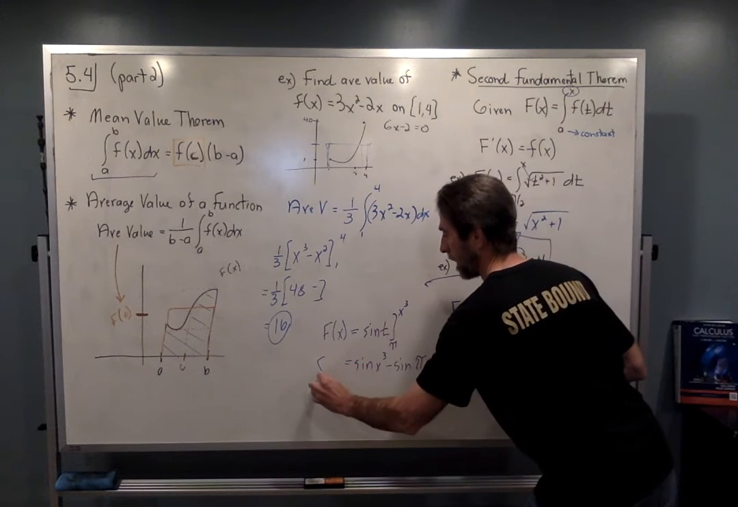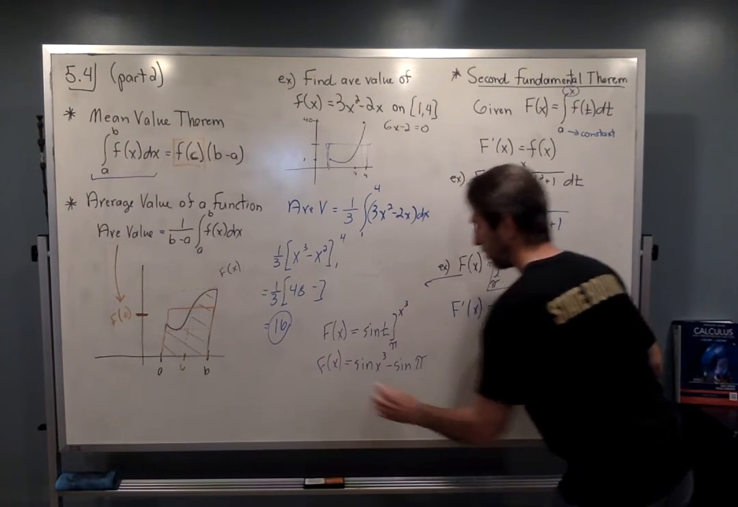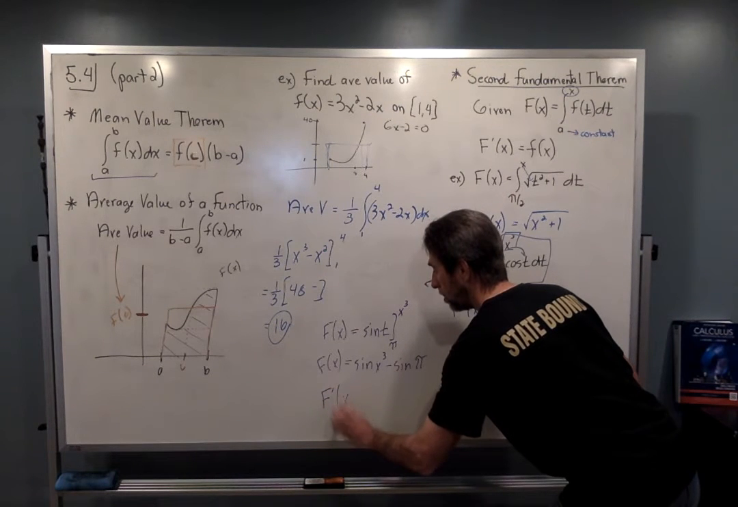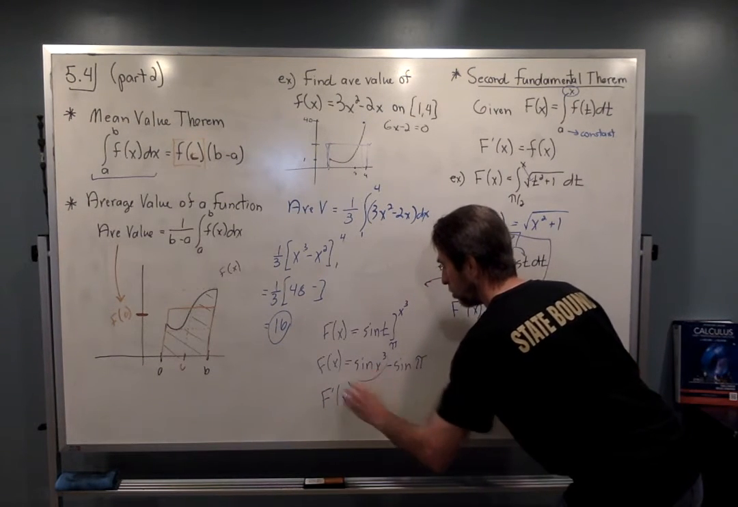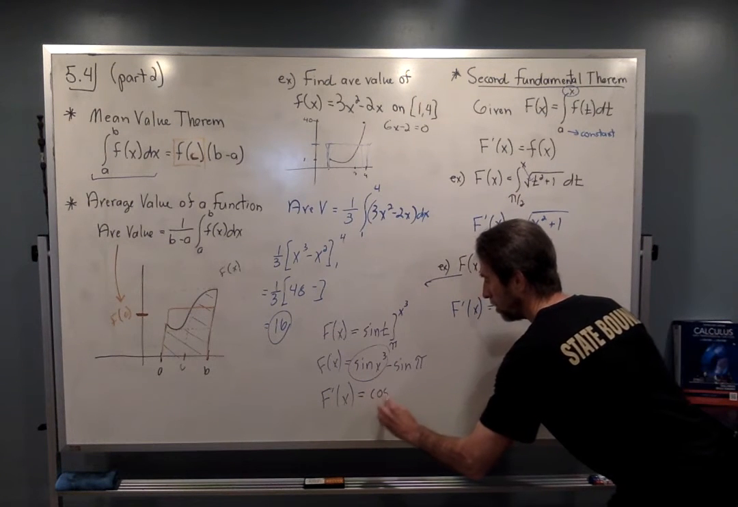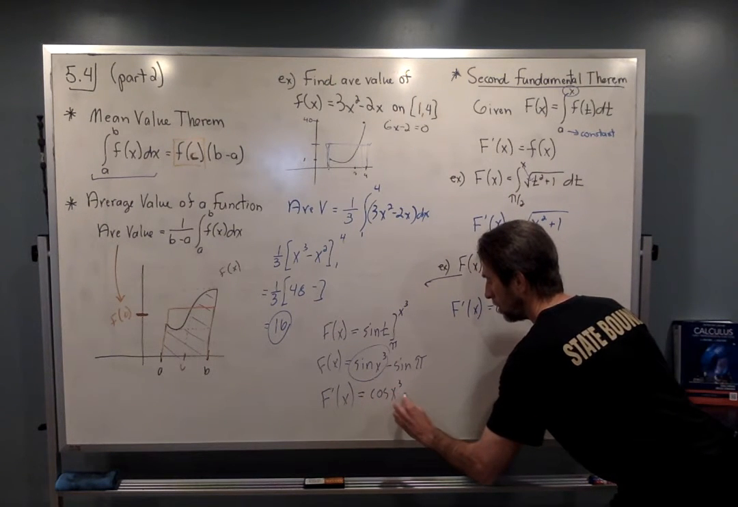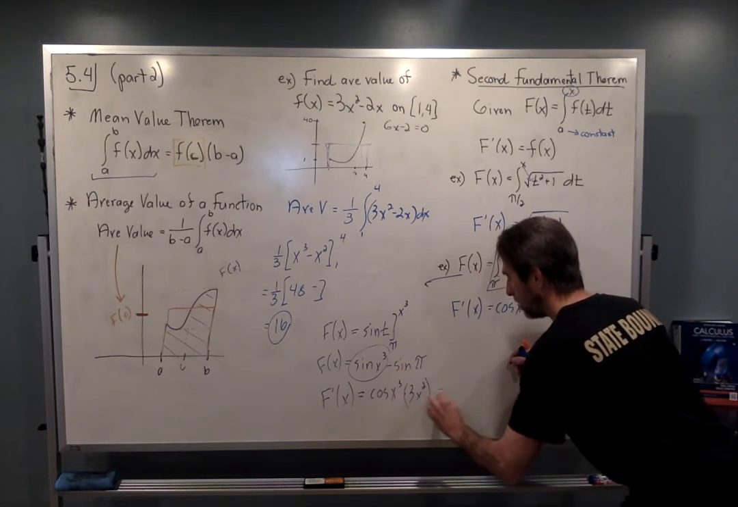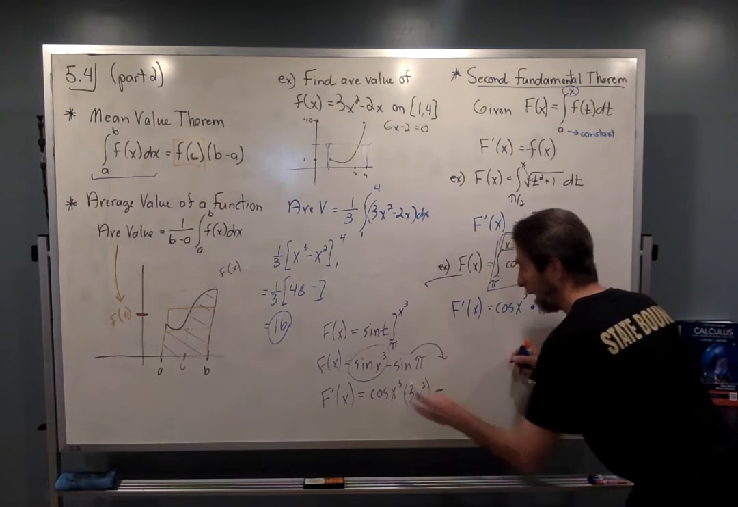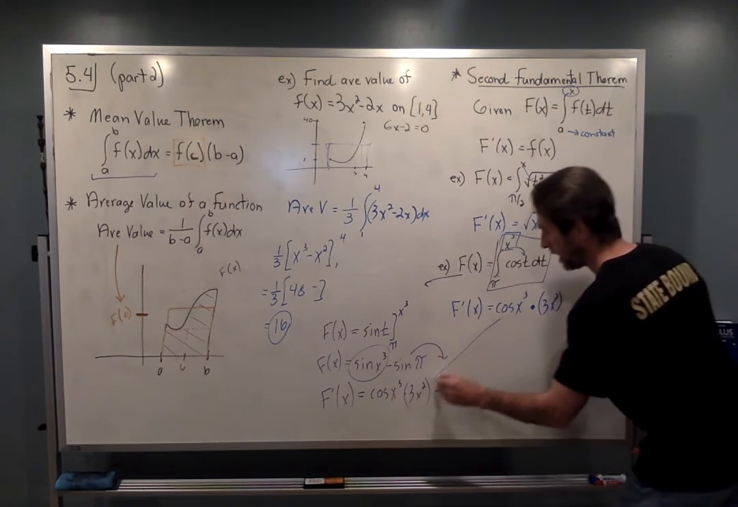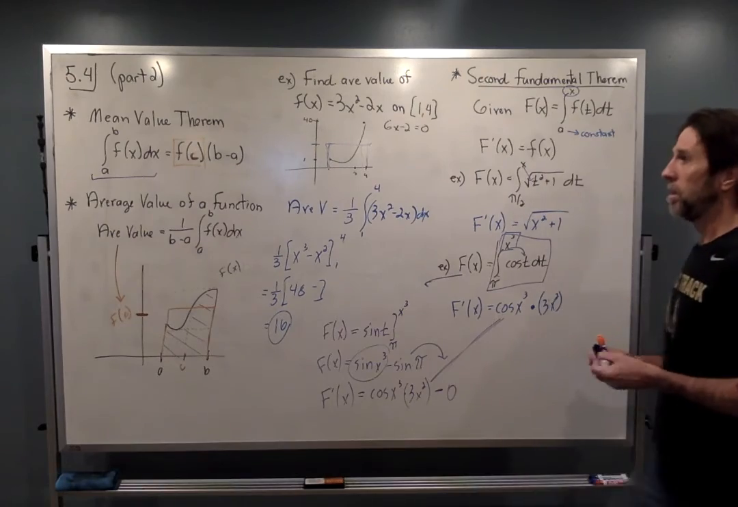So again, that's my capital F function. Well, if I now want the derivative, I'm going to take the derivative of sine x cubed, which is cosine x cubed times 3x squared, minus the derivative of sine of pi. Well, that's just a constant. That's 0. You can see these are the same thing.